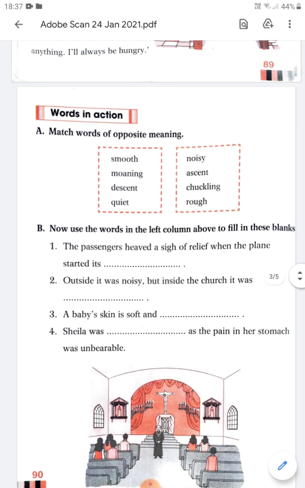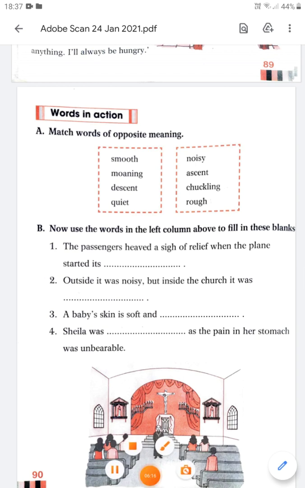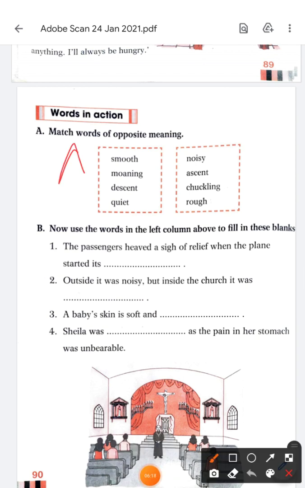So, this is column A, this is B. Whenever you number them, you must number column B. Never put numbers under column A. Smooth is very soft, and the opposite is rough.